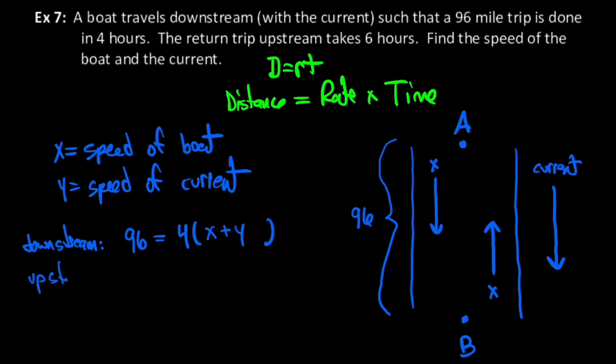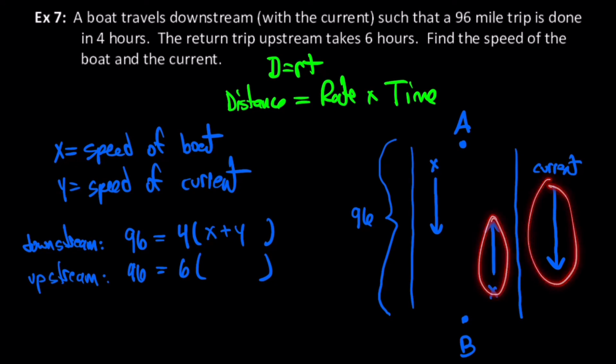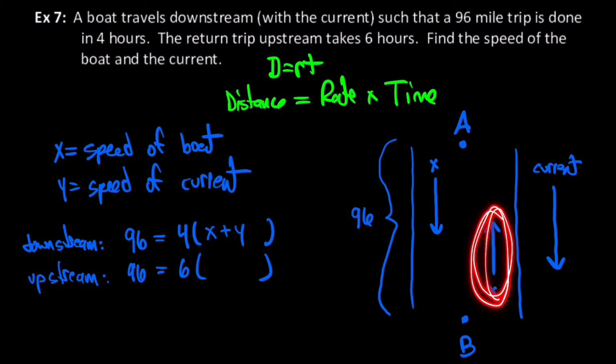Upstream, it's going to be 96 equals, well, how long did it take you to go upstream? It took you 6 hours. So this will be 6. But now, let's think about it. Upstream, if you notice, I have to subtract these. Now, obviously, this is going to be greater. Otherwise, you're not making it back. So x has to go first, but it'll be x minus y. Okay? So there are our two equations that we want to solve for both x and y.